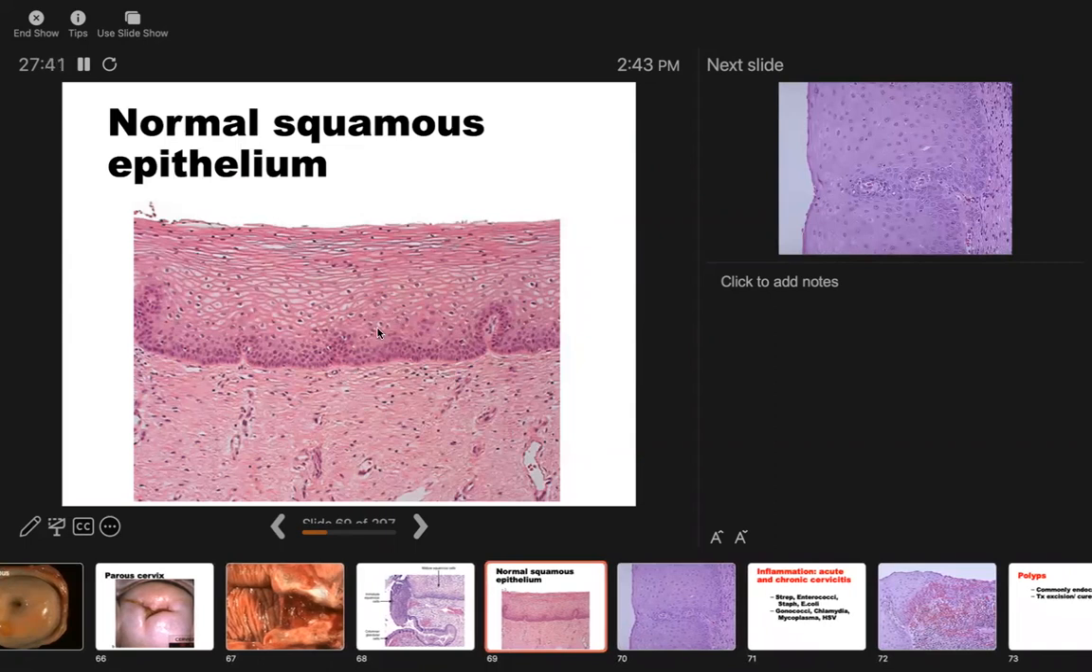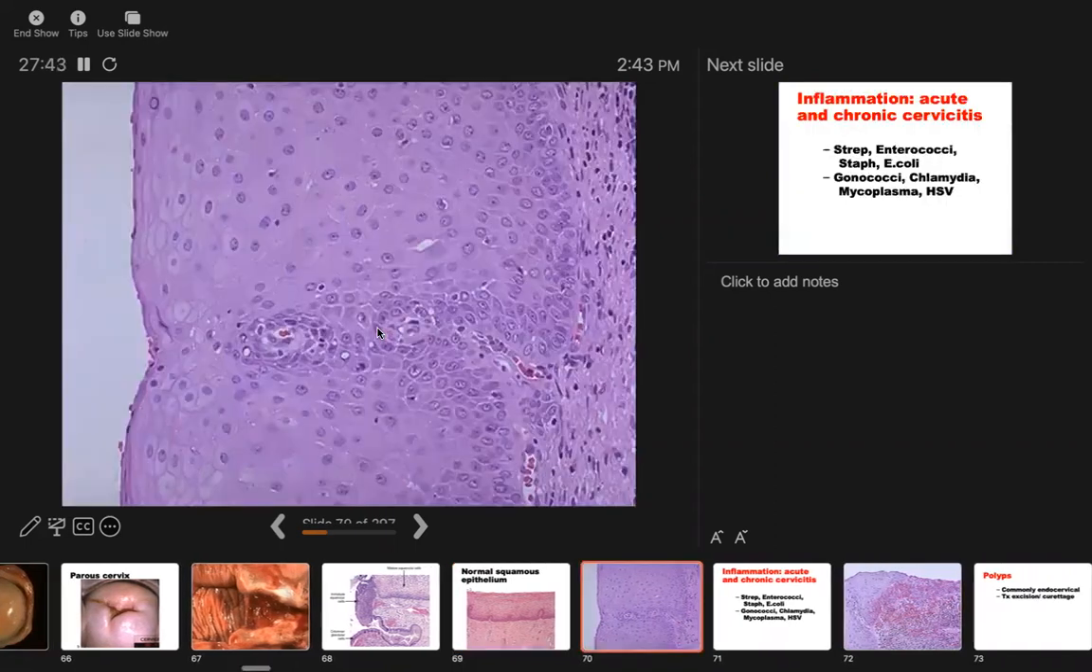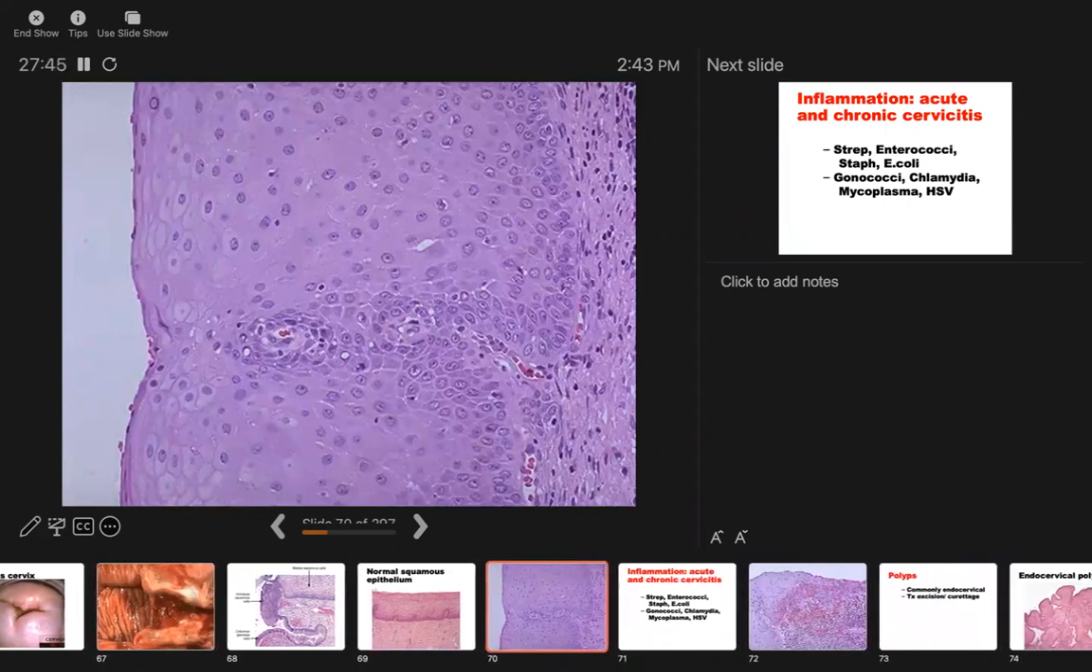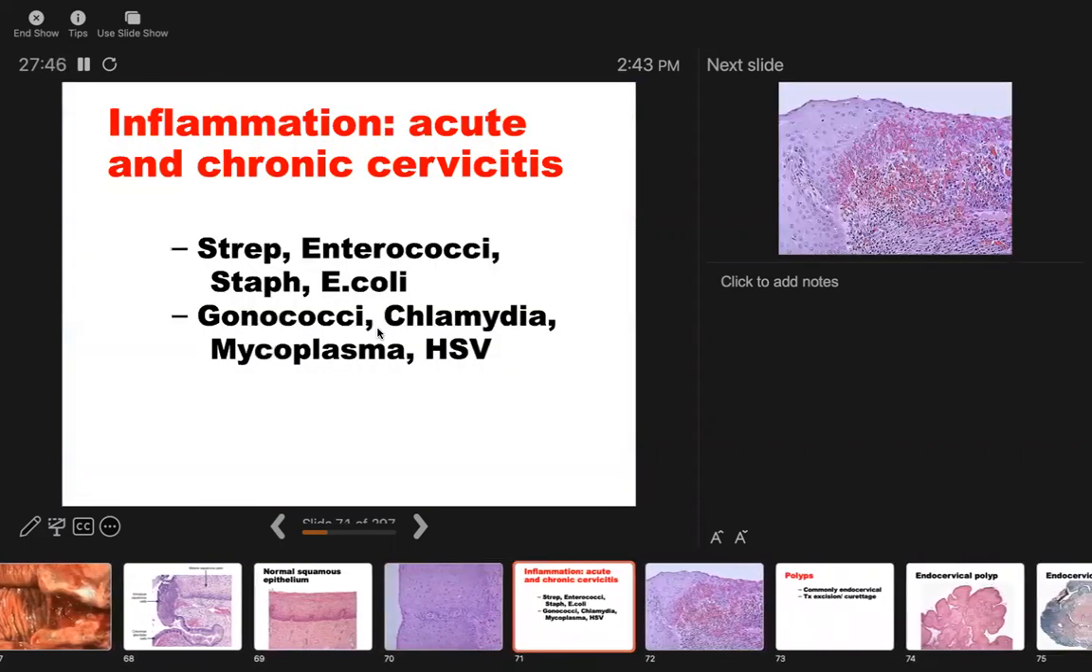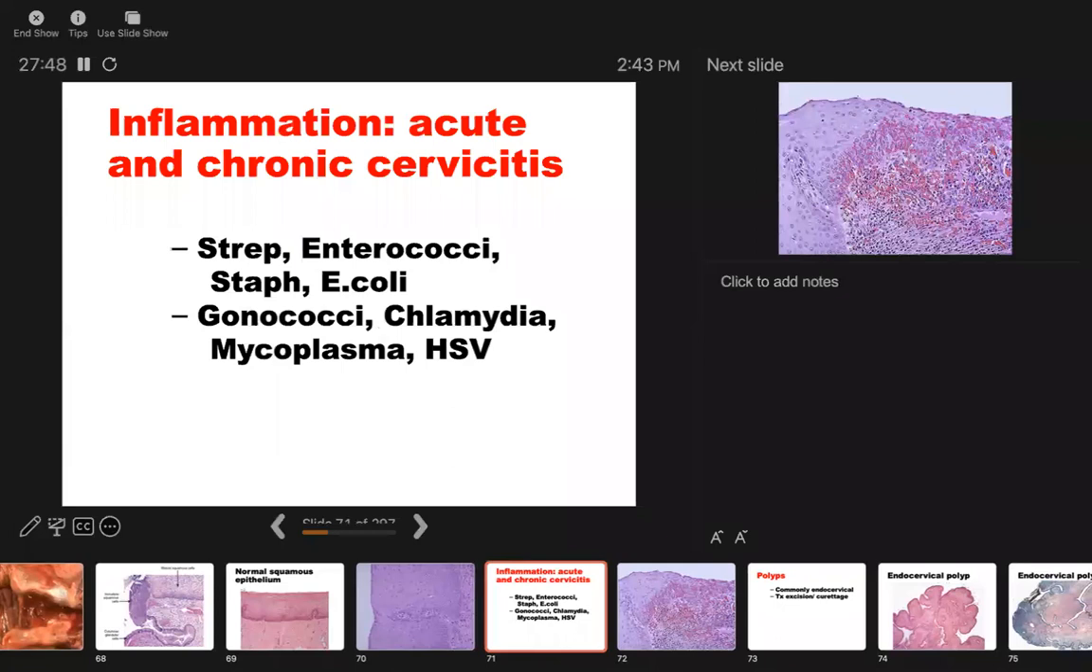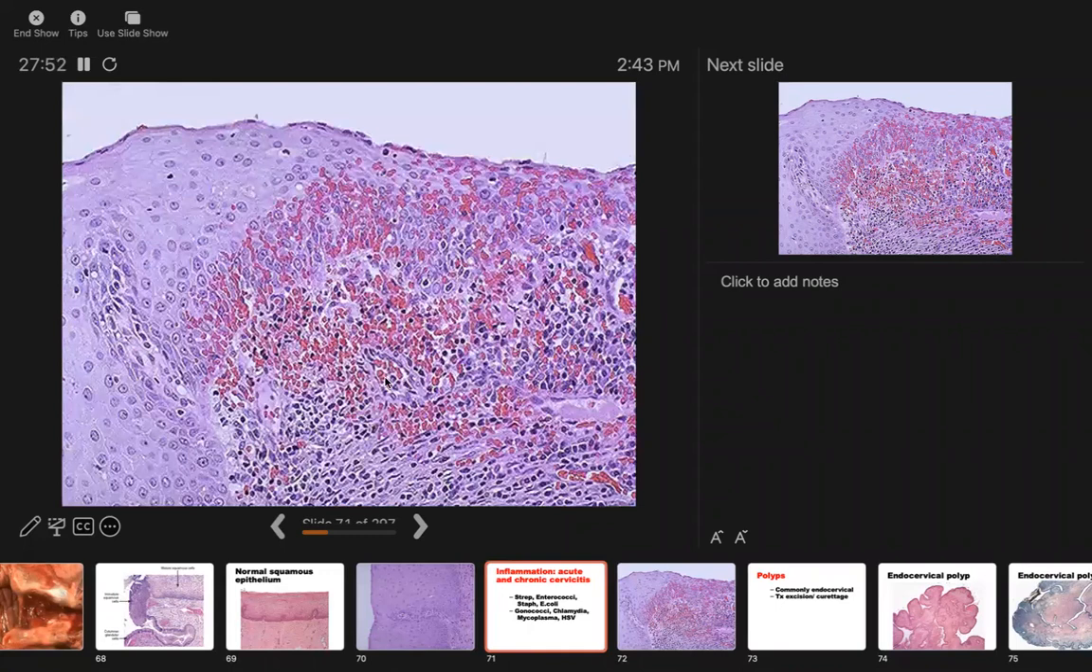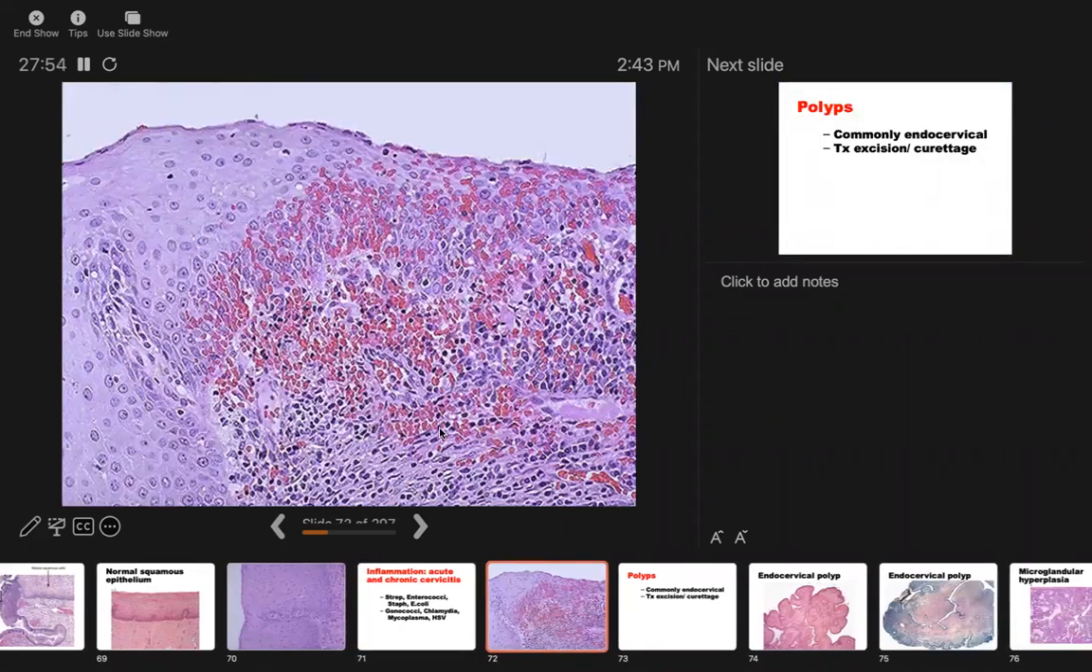This is an example of a normal squamous epithelium, and so is this. Why am I showing you all this? Because when you look at the cervix of a patient infected with any of these organisms, you are to expect that inflammatory injuries are present in the stroma. It may be in the form of neutrophils, lymphocytes, or macrophages.